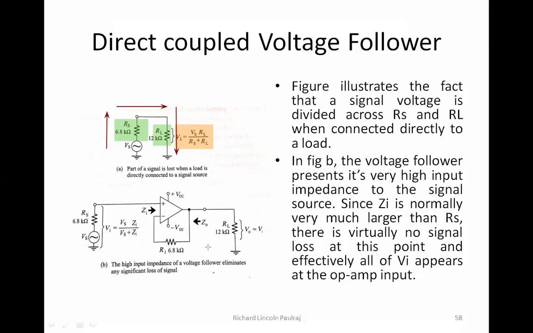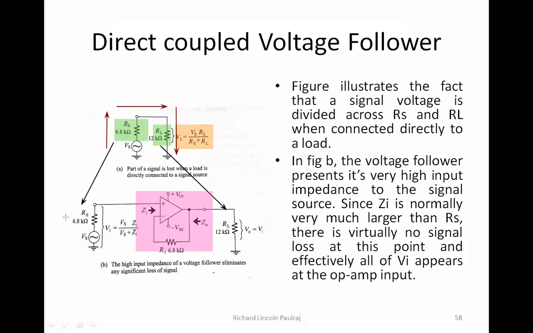So what I'm doing here is I'm just bringing the op-amp in between. Okay, so you can see that 6.8 is already here. Okay, then 12 kilo ohms is already here. Okay, so the only thing that I am trying to do here is bring in the op-amp, making it fit in between the input and the output.